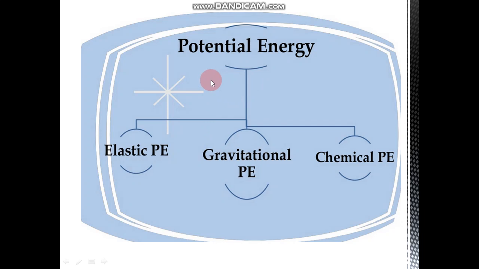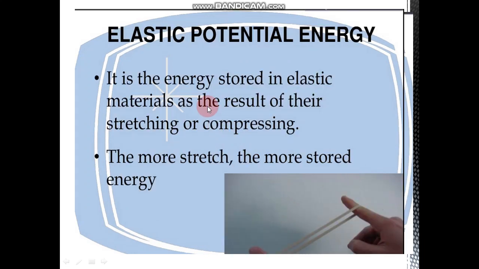There are three types of potential energy. Number one, elastic potential energy. Number two, gravitational potential energy. Number three, chemical potential energy. At first, we will discuss elastic potential energy. What is elastic potential energy?